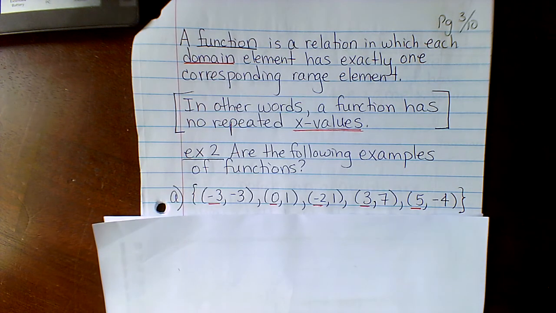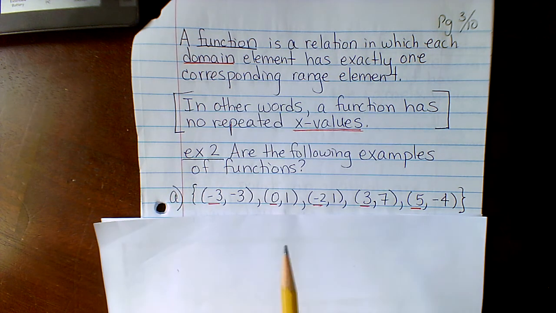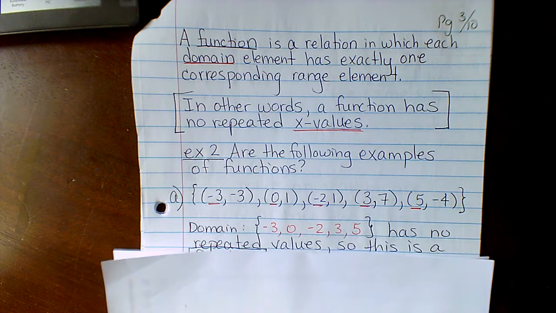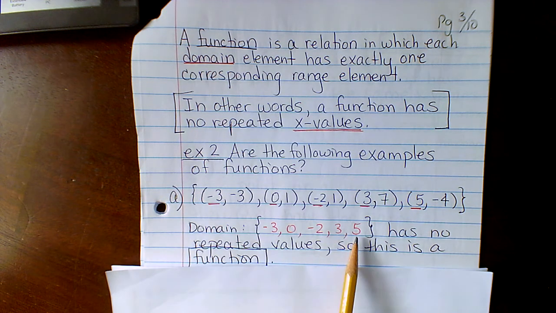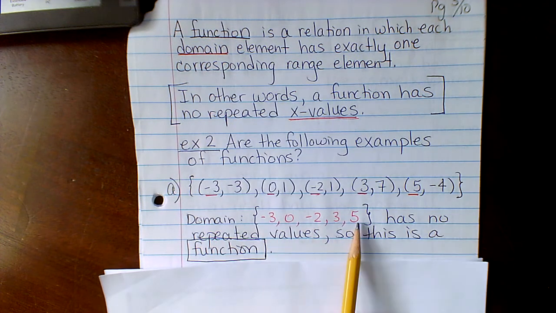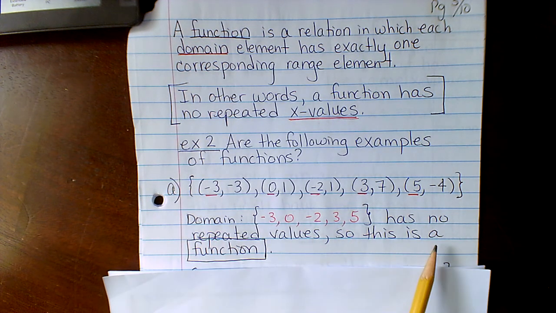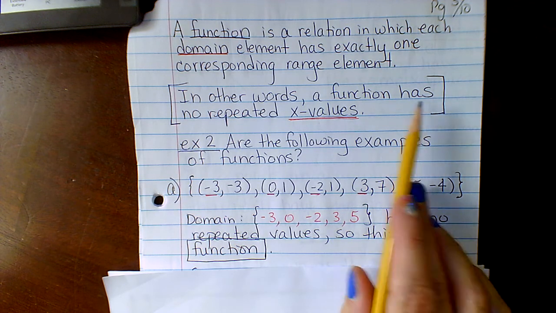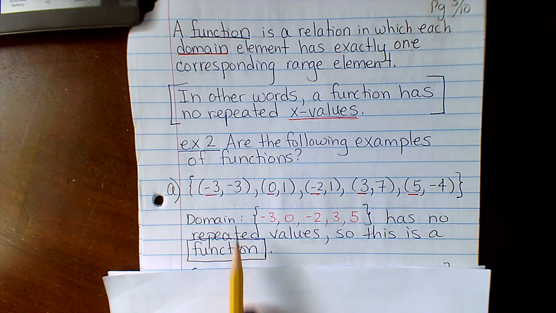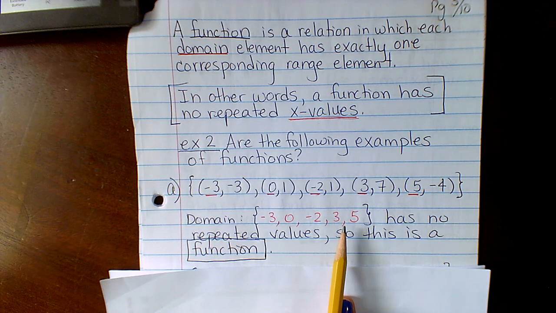Okay, so let's look at some examples and see if they're functions or not. Let's start off like we did last time with a finite set of individual points. Let's look at those x values. So I listed out those domain values, those x values. Are any of these repeats? No. So this is a function, right? If it has no repeated x values, it's a function.